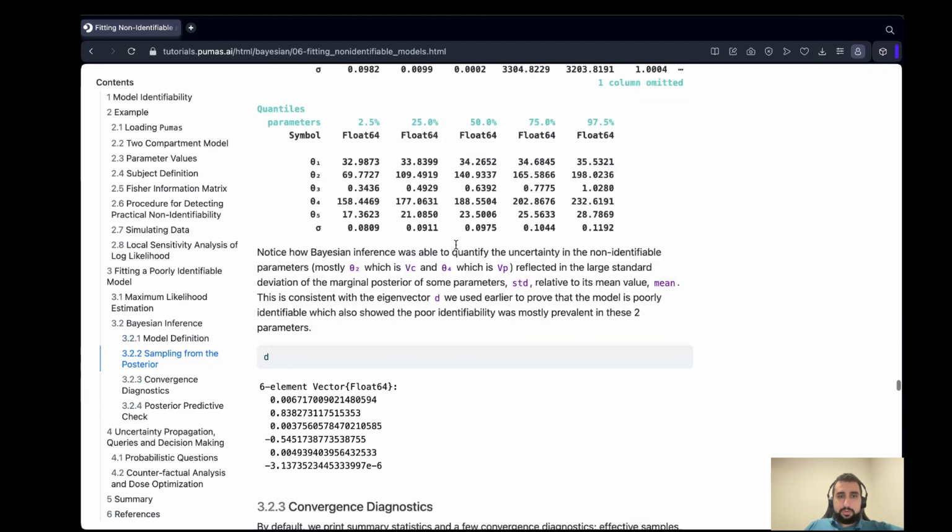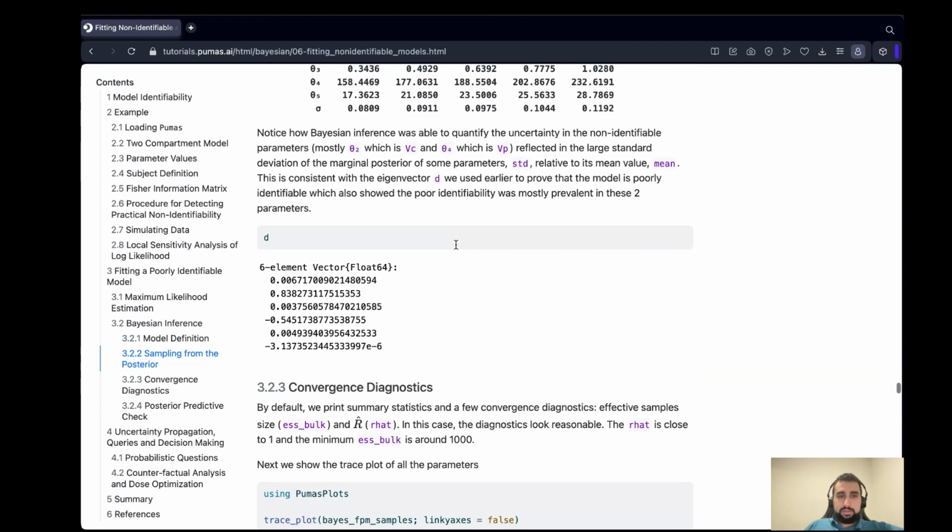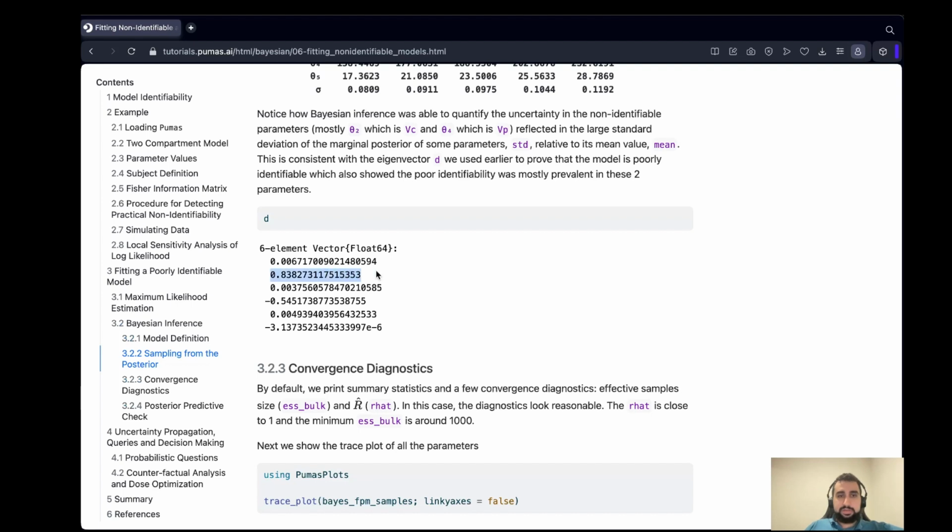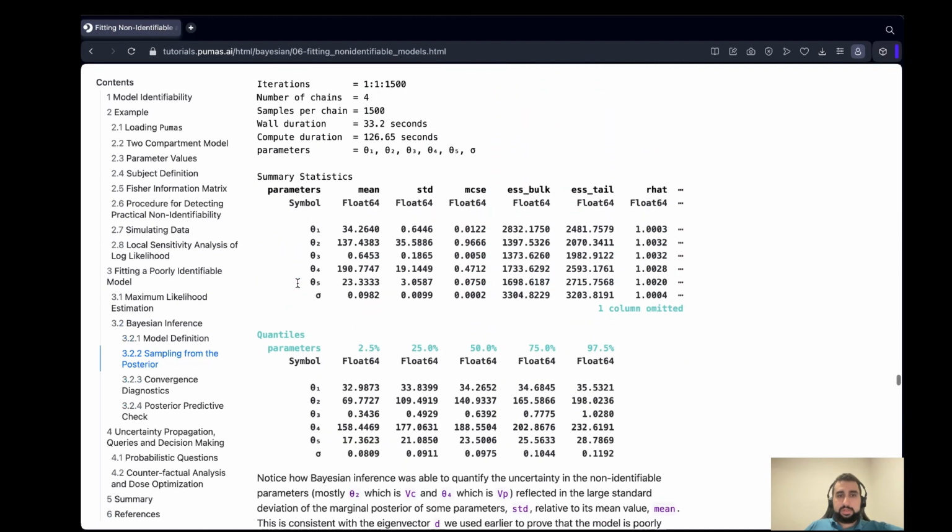Okay, so again, pretty straightforward so far. There's nothing surprising, but I guess the interesting thing is, again, the second and the fourth parameters where we suspected we had the most fuzziness in the model, or non-identifiability or poor identifiability, are also demonstrated here, where we have a large standard deviation in the posterior distribution.